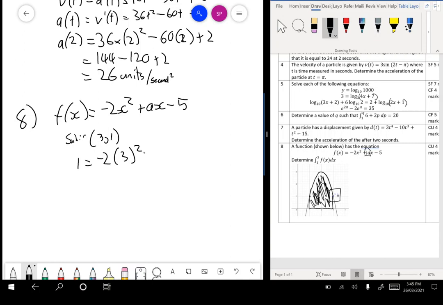3 squared plus a times 3 minus 5. So 1 equals... 3 squared is 9, negative 2 times 9 is negative 18, plus 3a minus 5. Negative 18 minus 5 is negative 23, so I'm going to add 23 to both sides. So 24 equals 3a, a equals 8. So I just divided by 3 there.